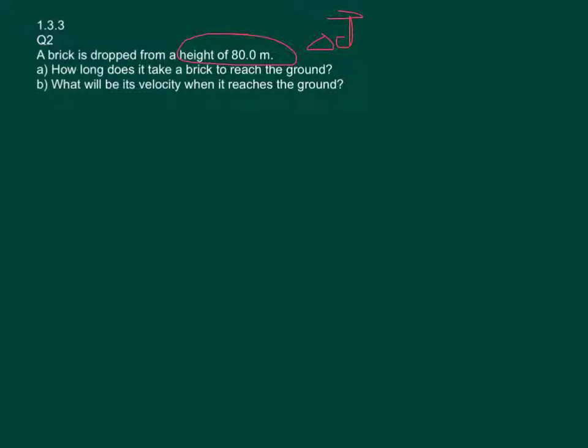It is just dropped, so I'm thinking we have a VI of 0. And we have an acceleration, it's going straight down, an acceleration of g, which equals 9.81 meters per second squared. So in fact, we have several pieces of information. Let's summarize them over here.